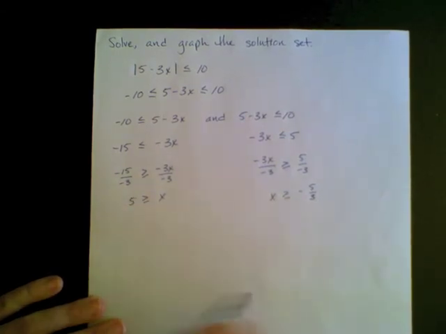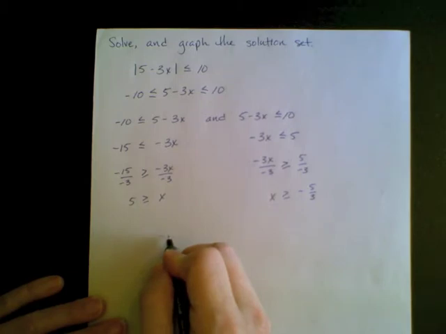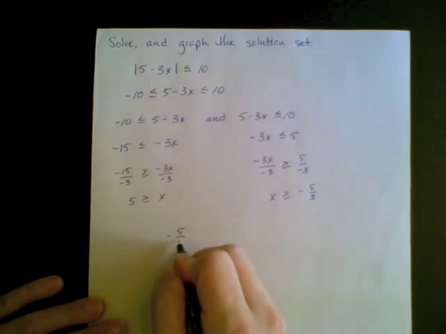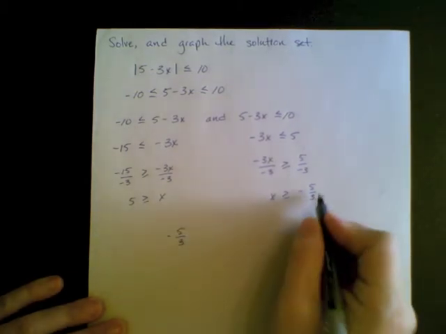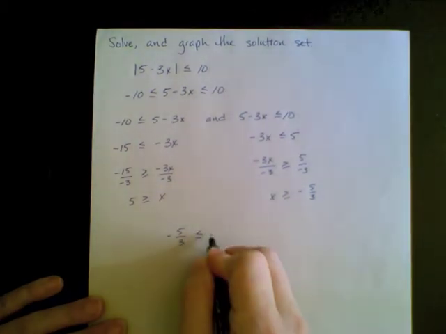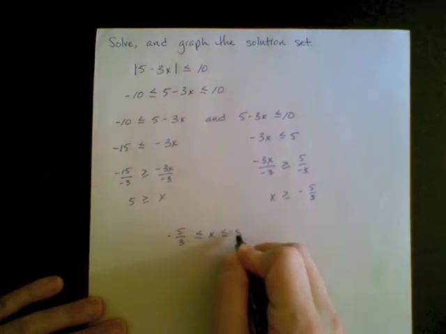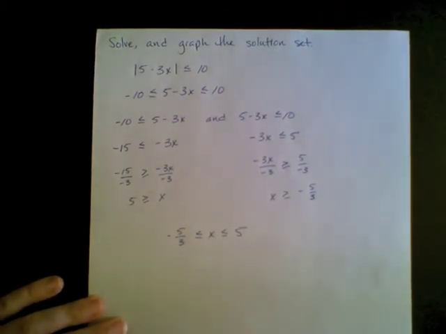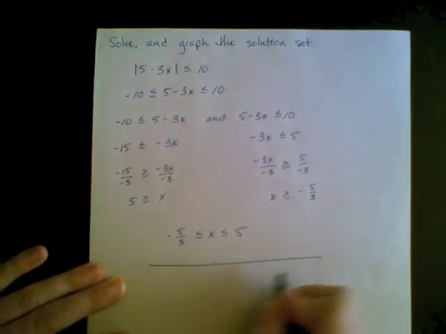I can rewrite this as a compound inequality again. Now the smallest, the least thing, is the negative 5/3. That is less than or equal to x is less than or equal to 5. I was asked to graph this.